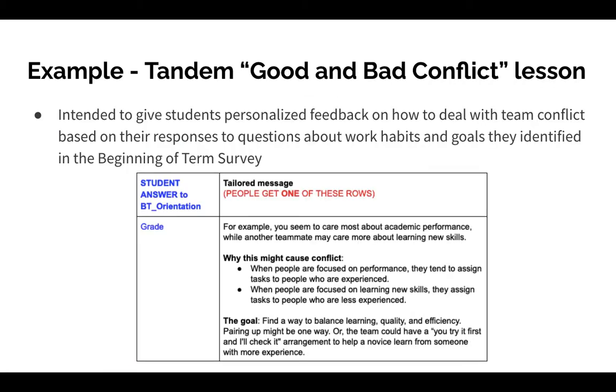This example is from Tandem. So this message gives students personalized feedback on how to deal with team conflict based on responses that they gave to the beginning of term survey, based on their work habits or goals they said. So in this example, someone who sees this message would have chosen that their biggest goal in the class is just to get a good grade. So we address this, tell them how conflict might arise on their team if other people have different goals beyond just getting a good grade, and then we give them suggestions on how to deal with a possible conflict on the team based on these differences in goals.